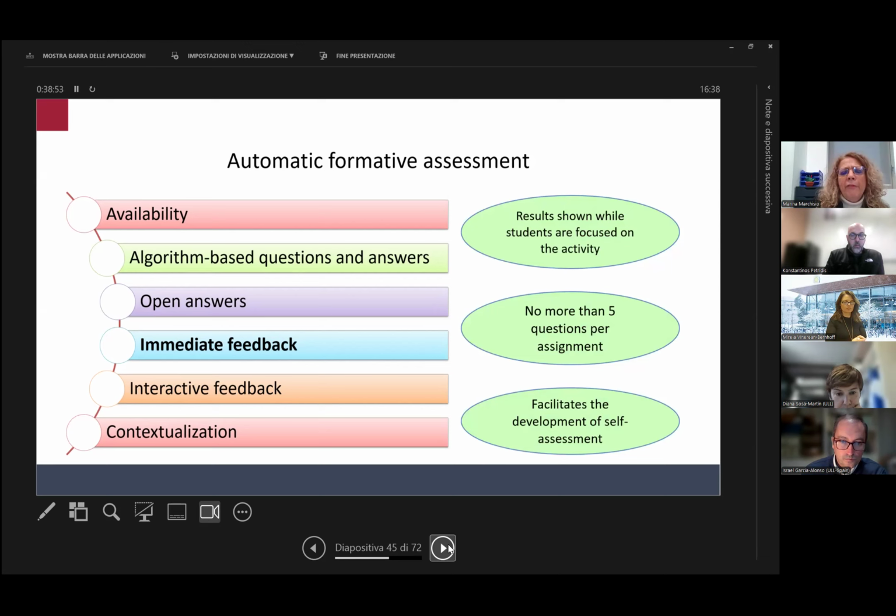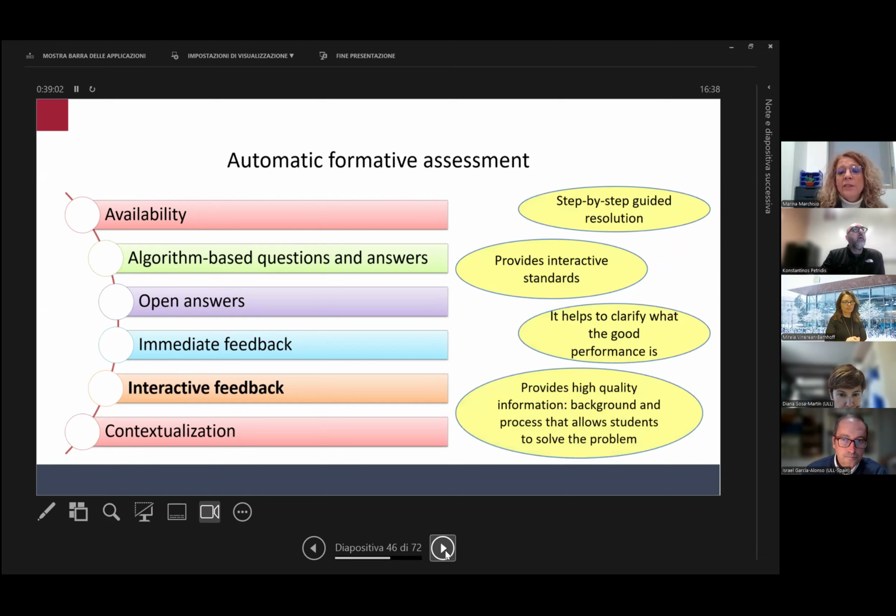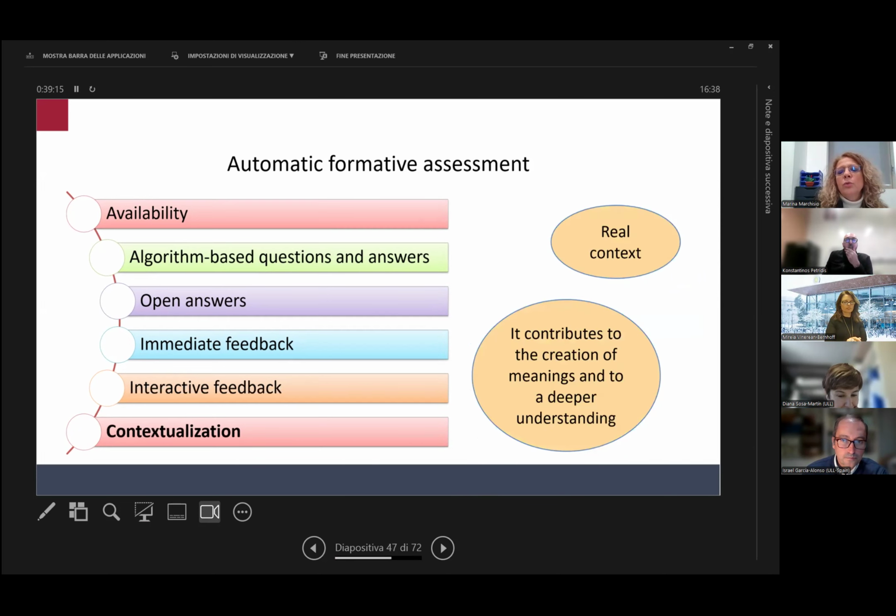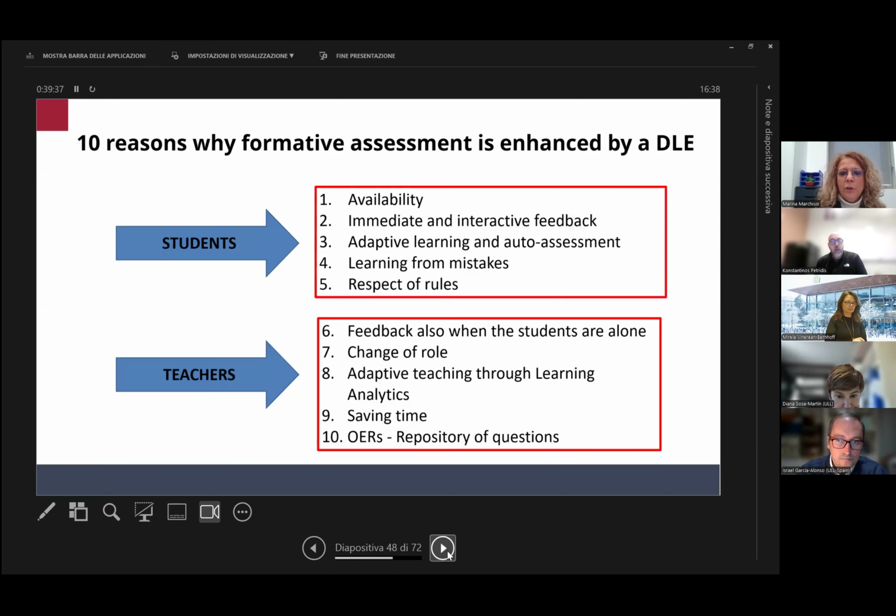I can give immediate feedback. It is right, it is not right. If wrong, this is the right answer, but also interactive feedback providing a step-by-step guided resolution, as I told you before. And finally, also to use real contexts, real problems connected to the different courses, different bachelors, very close to the daily life of our students or useful for the career they are supposed to do after the bachelor and master degree.